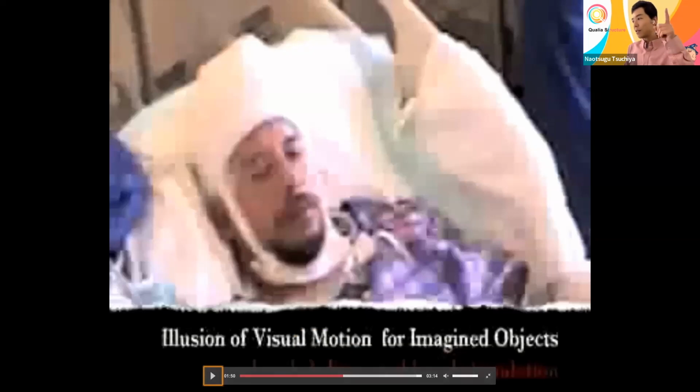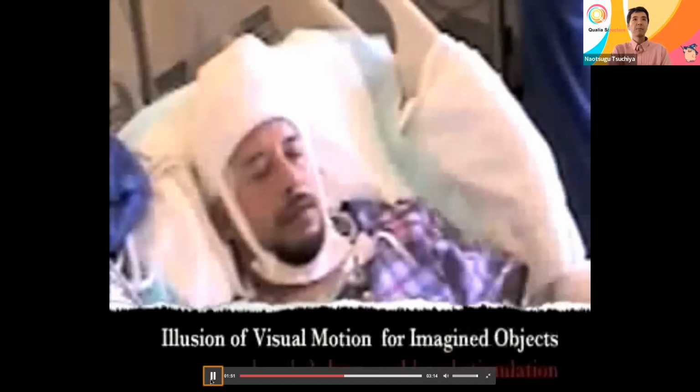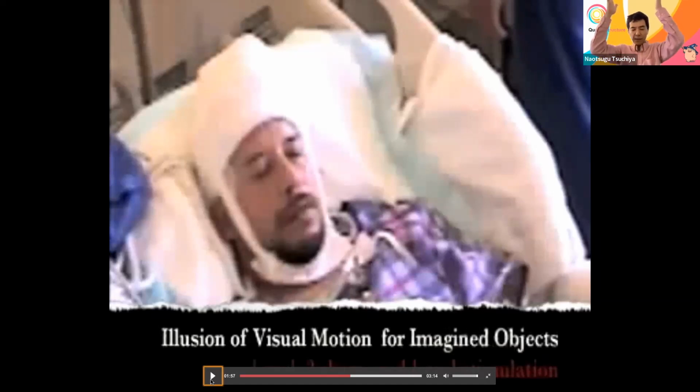And then this is actually quite striking to me, that now he's imagining an object, okay? And then he was stimulated while imagining. Is it vibrating? Yes. So what he said was that he's imagining some kind of object, like an apple or whatever, and then during the stimulation, he felt that the apple was kind of vibrating.